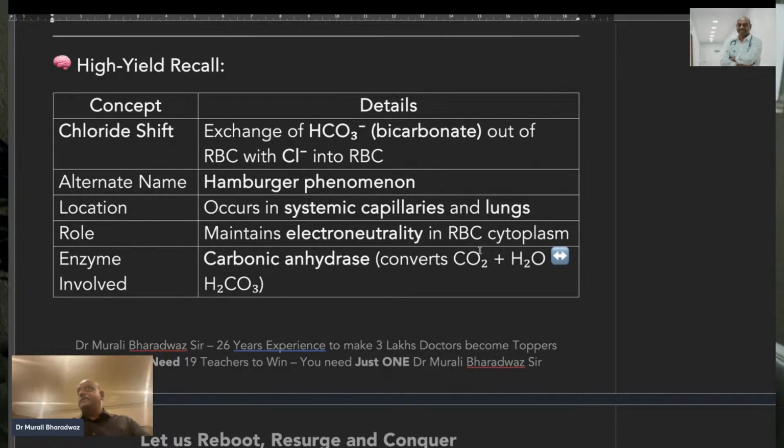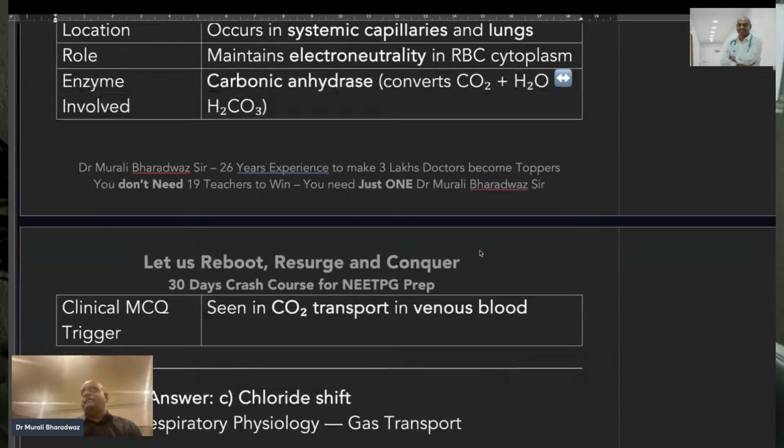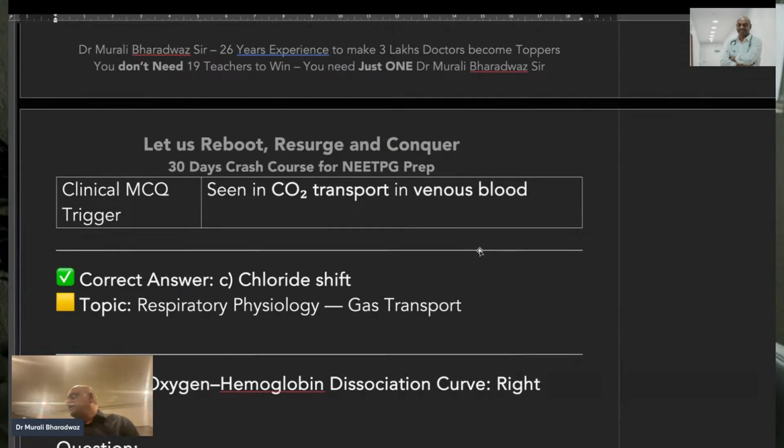When will it occur, doctor? Fundamentally, there is an exchange of bicarb out of the RBC and chloride into the RBC. Typically, it happens in the systemic capillaries, where carbon dioxide is picked up and oxygen is dropped. In the lungs, carbon dioxide is dropped and oxygen is picked up. Carbonic anhydrase converts CO2 plus H2O into H2CO3, which is what we need to remember. Chloride shift. Haldane effect.